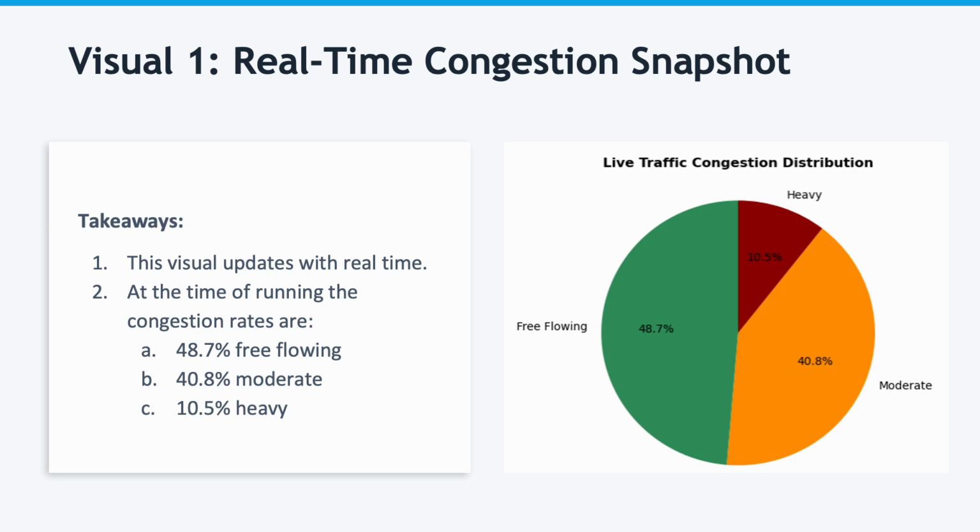Here's a real-time visual from the first part of Insight 4, and the visual updates in real time, and right now you can see the different classifications of the congestion levels, with 48.7% free-flowing, about 40% moderate, and about 10% heavy.